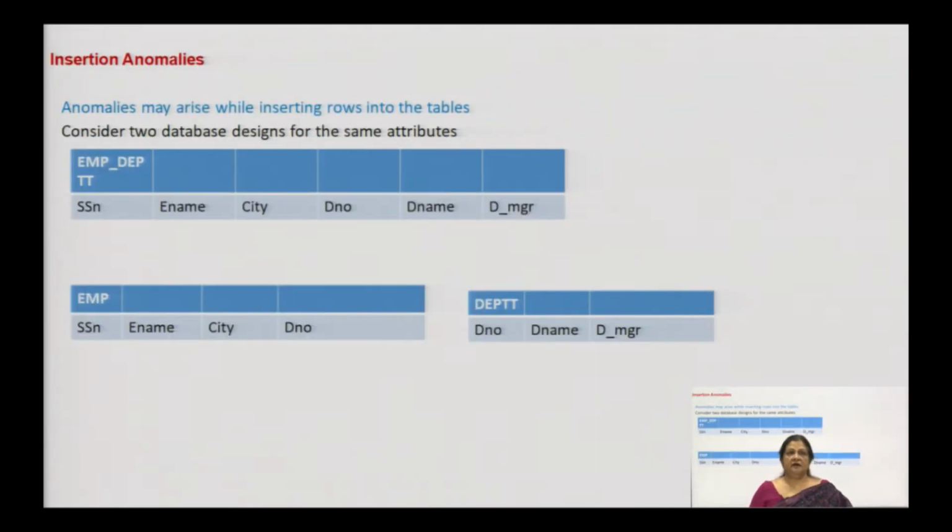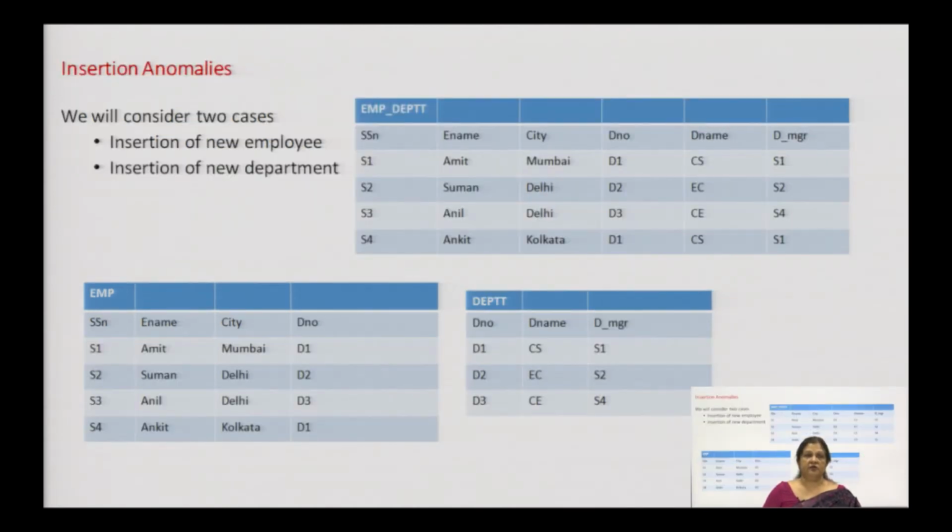To understand the insertion anomaly, let us consider the attributes SSN, ename, city, DNO, dname, and dmanager. We take two designs for the same set of attributes: one being employee department, and the other being two different relations, employee and department. That is, all the attributes have been divided into two different relations. Now, let's see what happens when we try to insert data into these two sets of relation schemas.